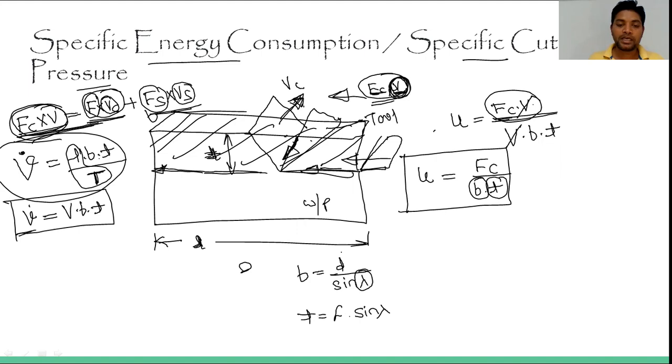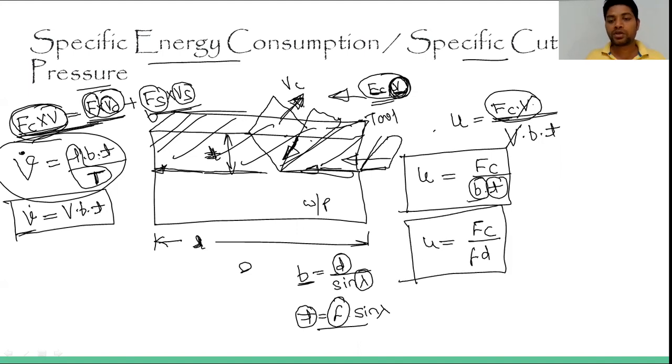So D is the depth of cut, into which B is converted, and T, the uncut chip thickness, is converted into the feed. Now when you put these values in, it will be Fc upon F into D. This is for the turning operation, and the earlier one was for orthogonal cutting.